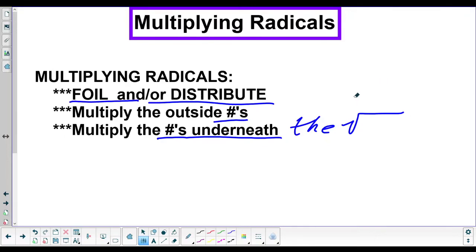Okay. Technically, the radical or the root numbers have to match. You can't multiply square roots to cube roots. That's a little bit different. But I don't think we're going to have to worry about that.